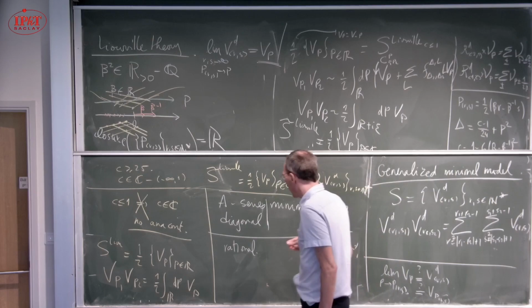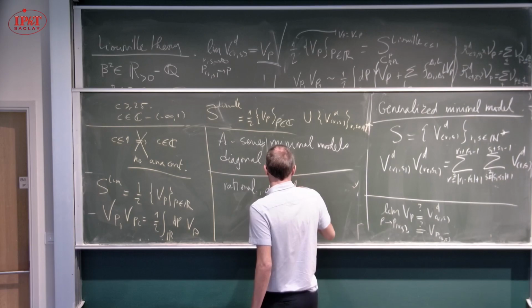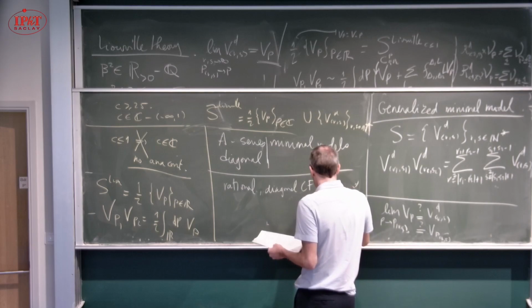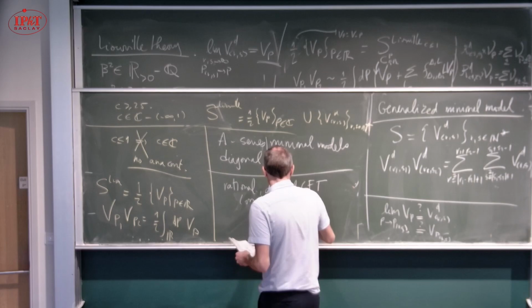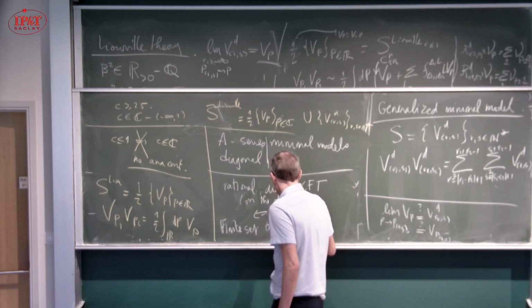Now let me make another assumption which I hope you'll find plausible, which is that a rational diagonal CFT on the sphere is equivalent to a finite set of degenerate representations which is closed under fusion.